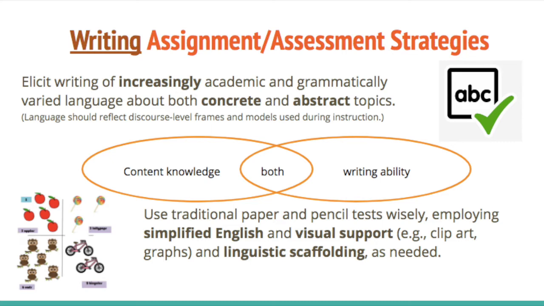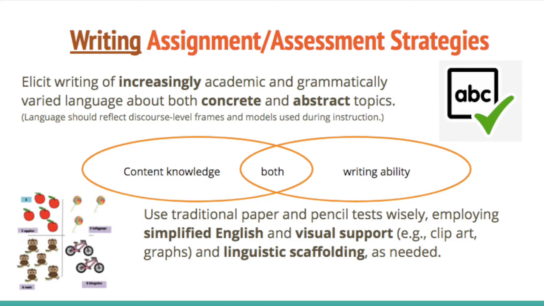Moving on to writing strategies for assignment and assessments, one of the strategies you can use is eliciting writing of increasingly academic and grammatically varied language about both concrete and abstract topics. This includes language that should reflect discourse level frames and models used during instruction. At Level 4, it is possible to assess content knowledge by means of writing. In the diagram below, you can see that there is a potential construct overlap in assessing content knowledge by means of writing and vice versa.